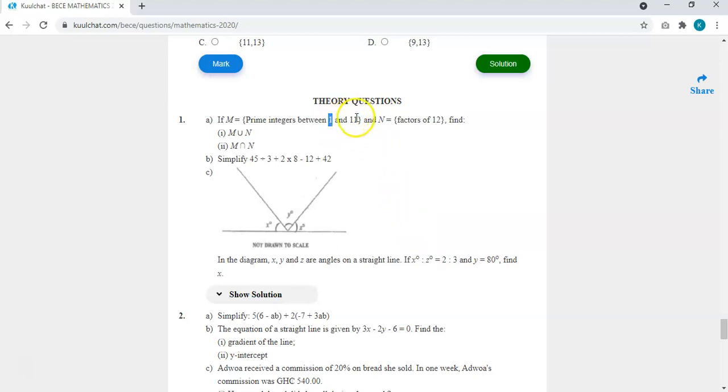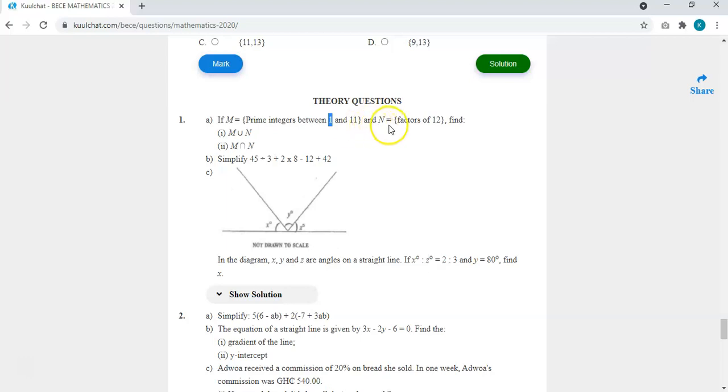Unless it says inclusive. If it's inclusive, then this and that will be included, or if it says from this to this, then those will be included. But if it says between, then the boundaries are not included in the list when you are listing them. So since we've considered prime numbers, our m is going to be 2, 3, 5, 7. 11 is not part because it says 11 is the end. So 2, 3, 5, and 7.